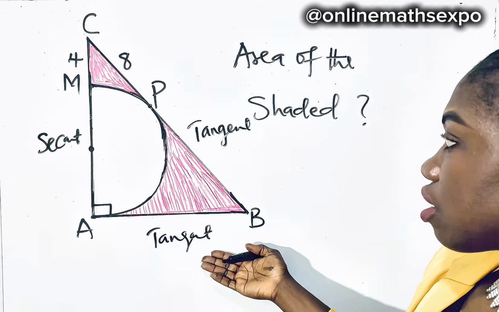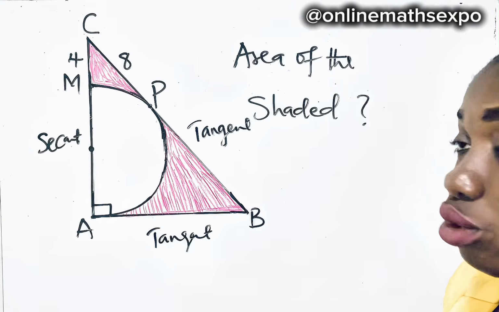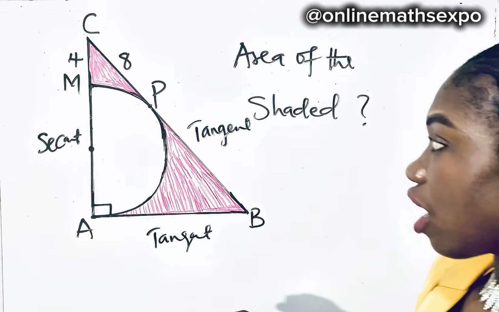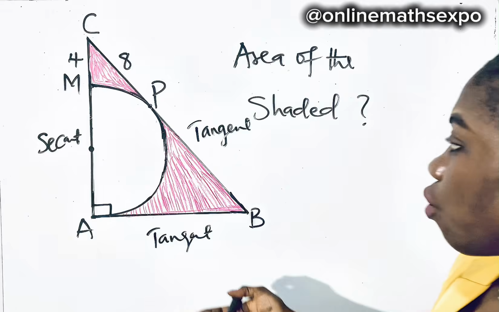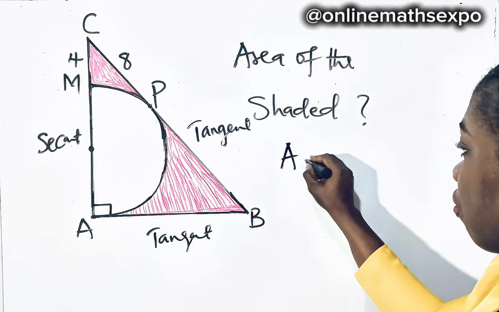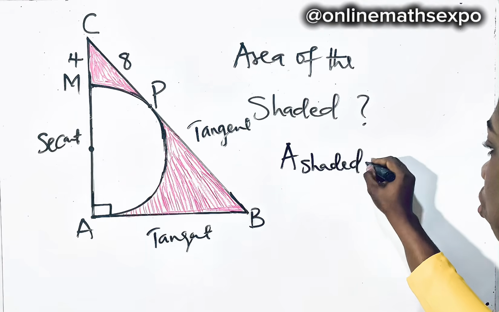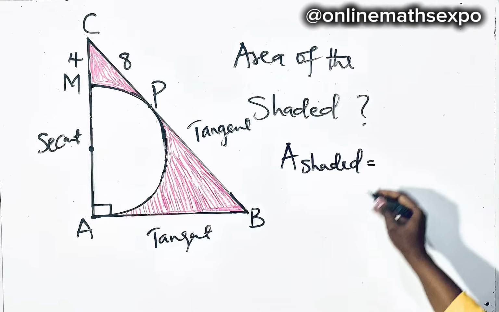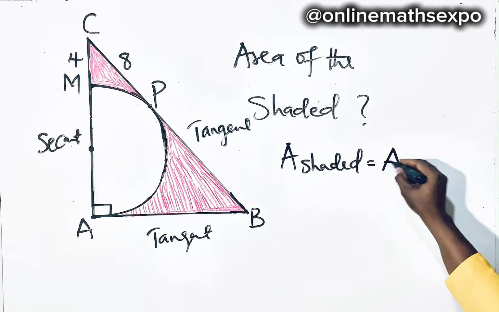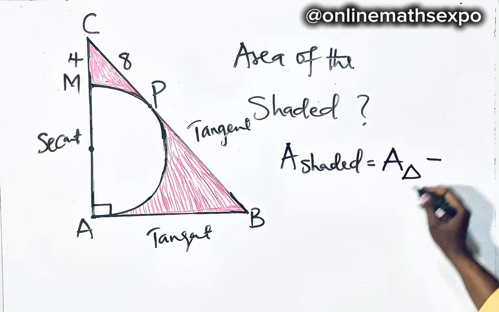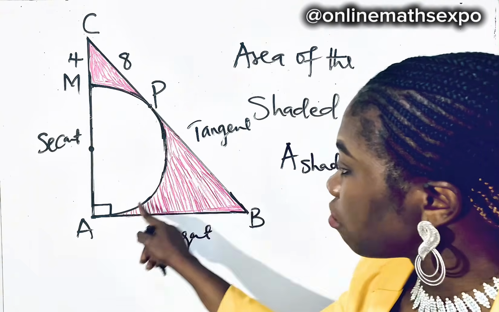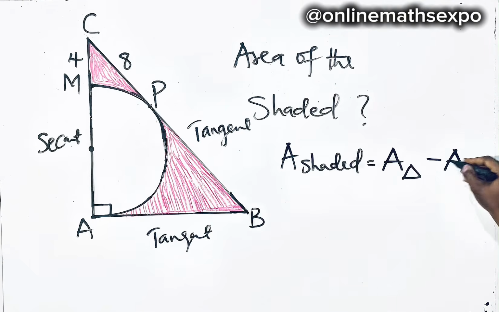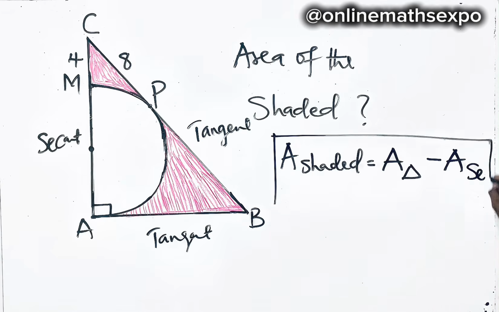Now, when you look at this, what do you think you should do? To find the area of the shaded region, we need the area of the triangle ABC minus the area of the semicircle. This is what we should do to find the area of the shaded.